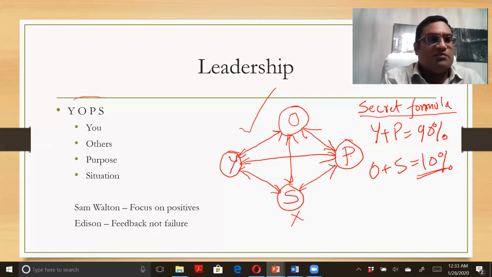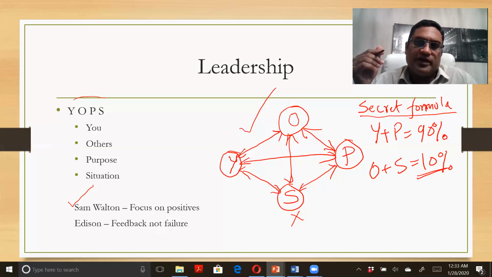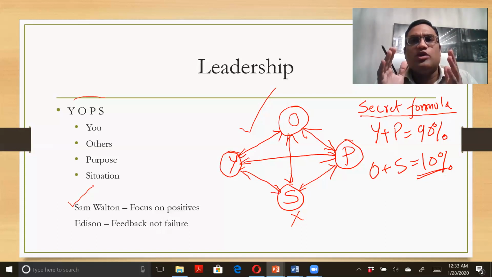And I'll give you an example. Sam Walton, I don't know how many of you have heard of him, but he's the guy who started Walmart, and at one time he was the richest man in the world. Before he became the richest man, he had the habit of going to different places, looking at things, finding what is good in them and ignoring everything else.